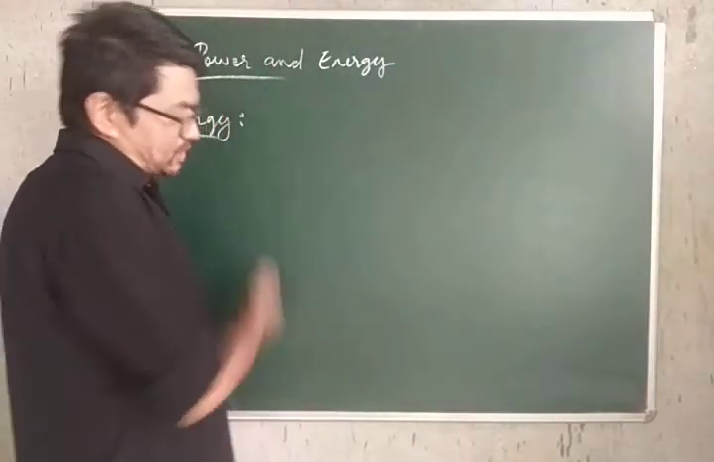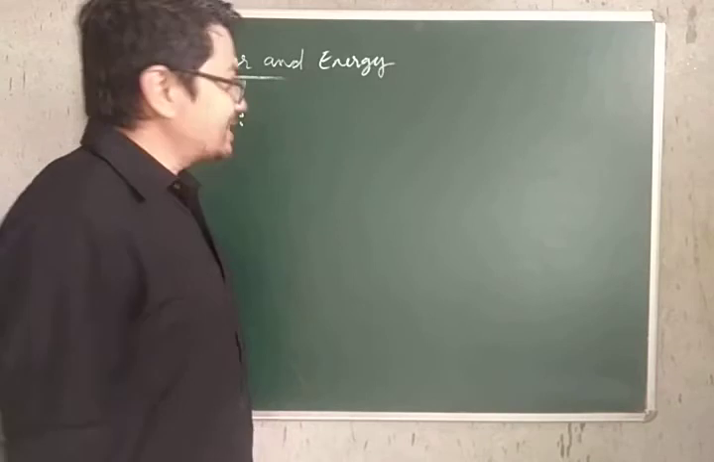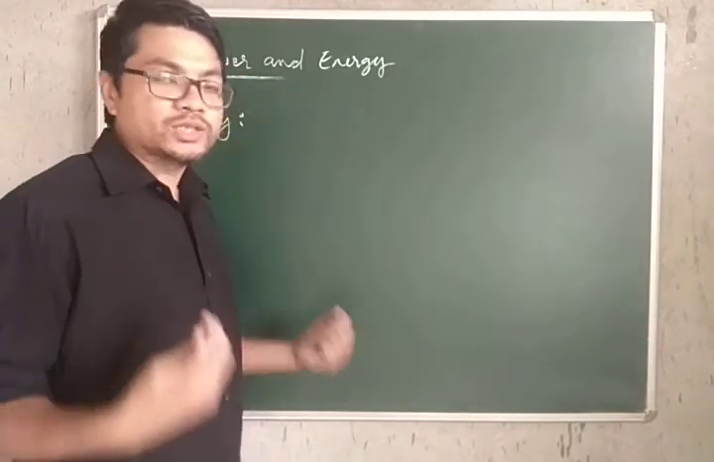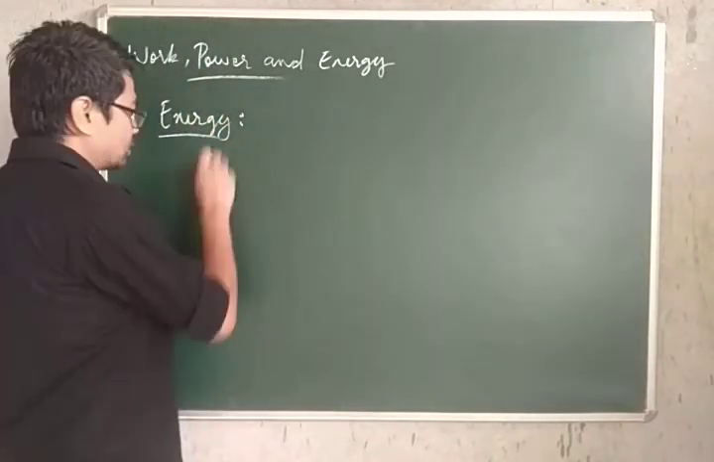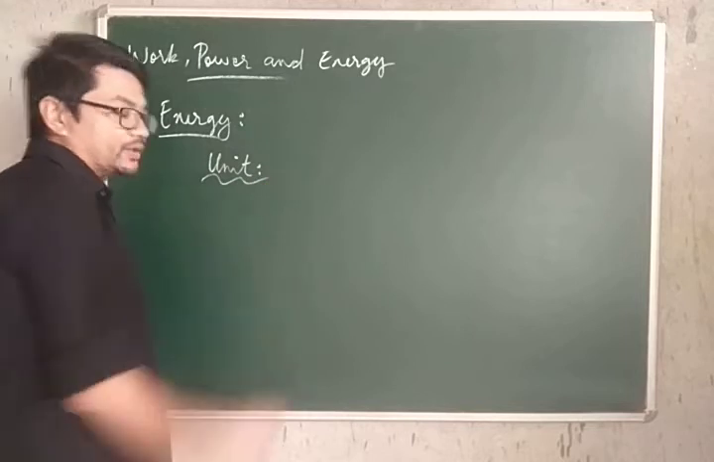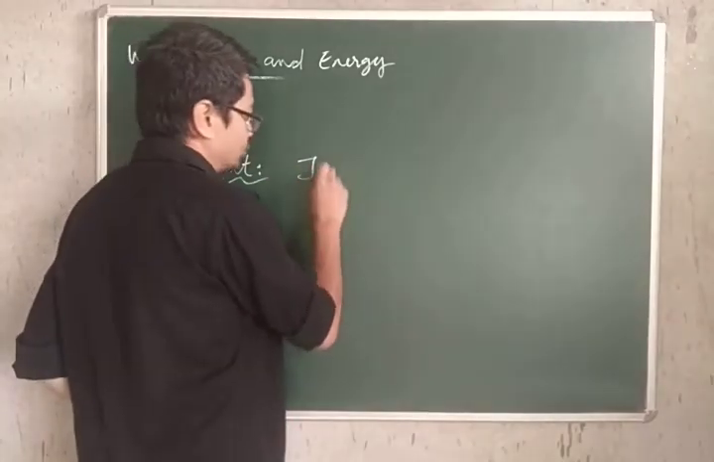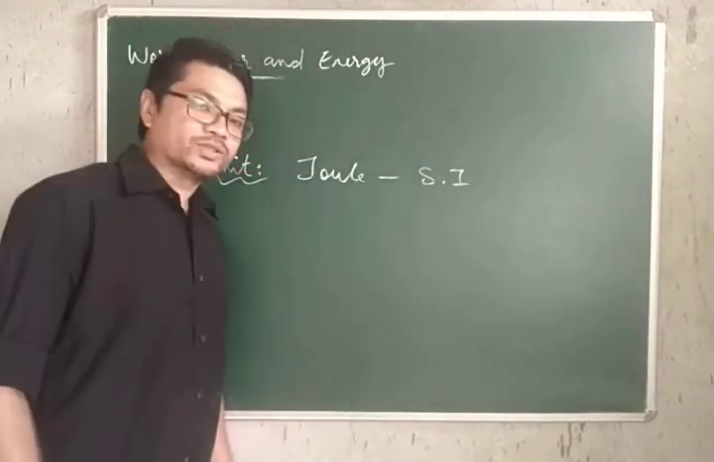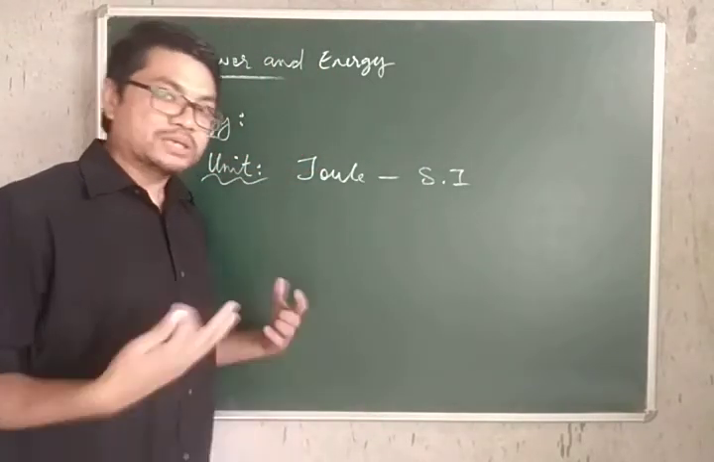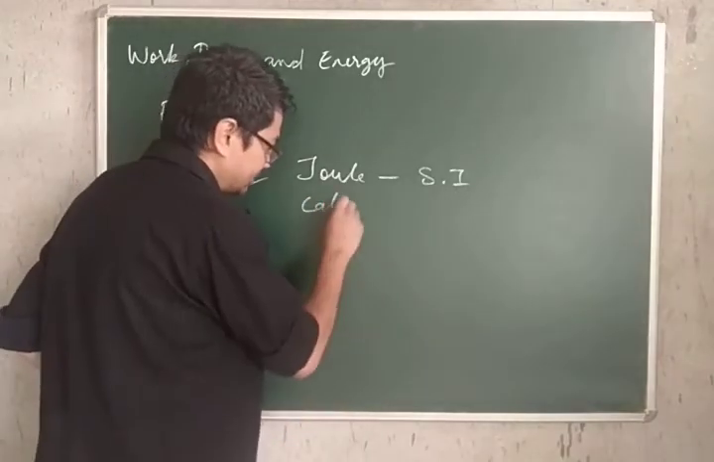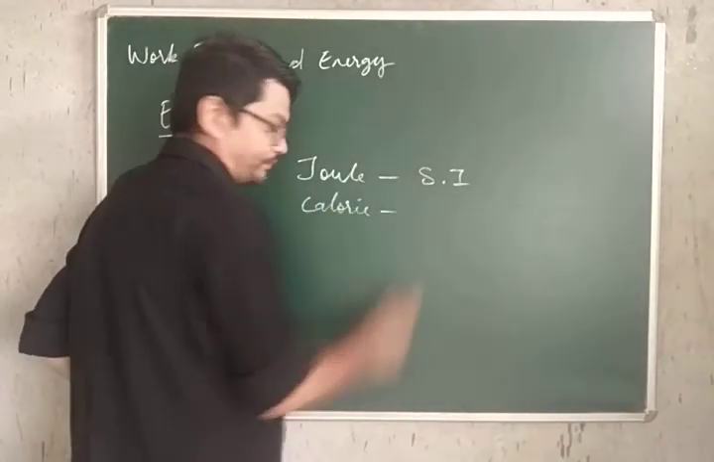So do remember, work and energy are one and the same thing, and energy is defined as the ability or capacity to do work, and therefore they have the same unit, which is joule. Joule is the SI unit for energy. But of course, erg is not the unit for energy. What are the other units? The other unit is calorie.